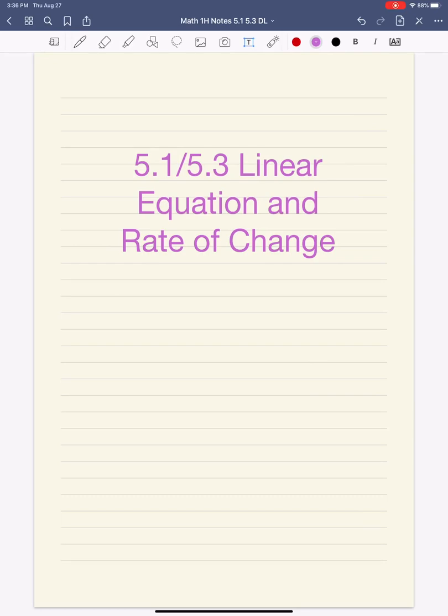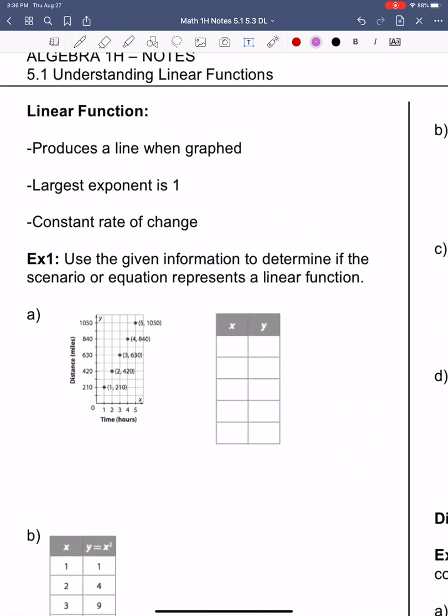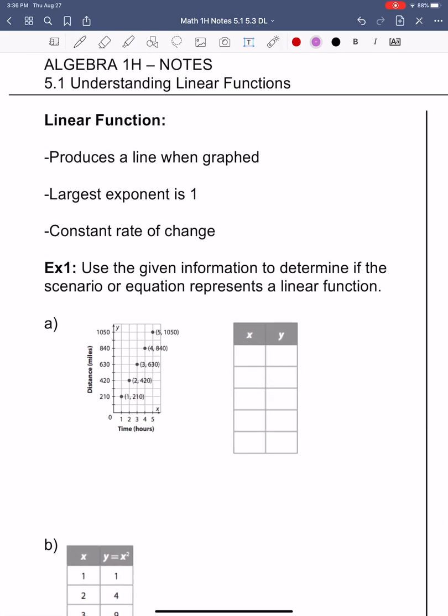Okay, we're going to jump into lesson 5.1/5.3, which is going to be on linear equations and rate of change. So first, when we're looking at a linear function or a linear equation, we know that it should produce a line when it's graphed, right? That's why it's a linear equation.